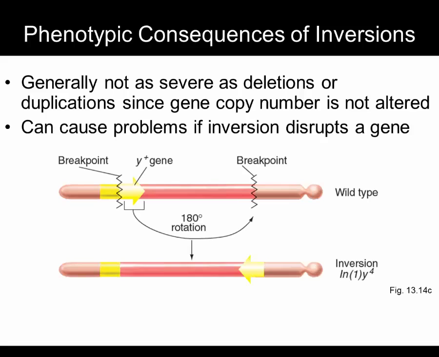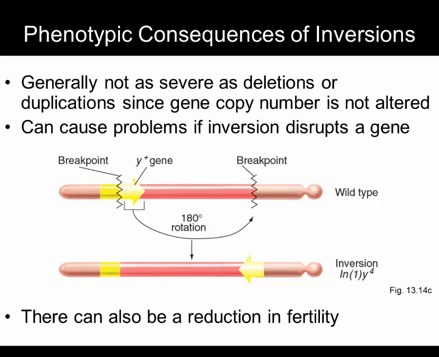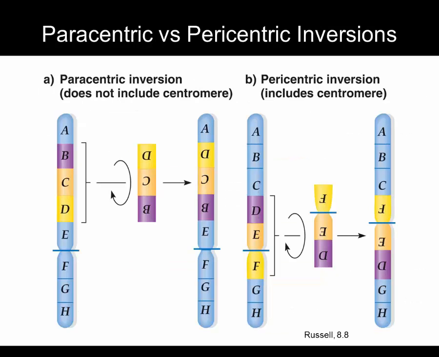The main exception is when the breakpoint of an inversion is in the middle of a gene. Both halves of the gene still exist on the chromosome, but not as a continuous sequence, so the gene will not be functional. Inversions can also affect fertility, which we'll get to in a moment. First, to understand how inversions behave in meiosis, we have to look at the two types of inversions.